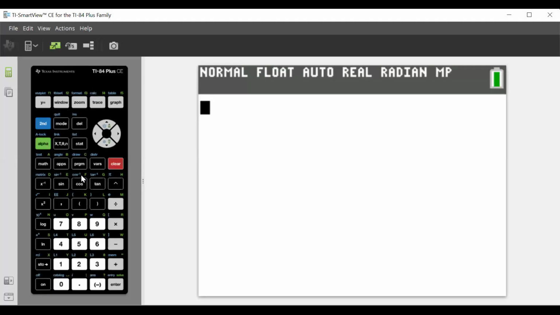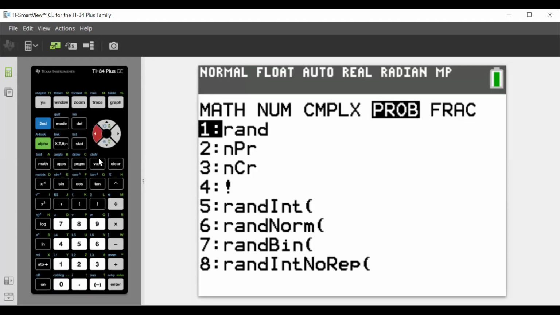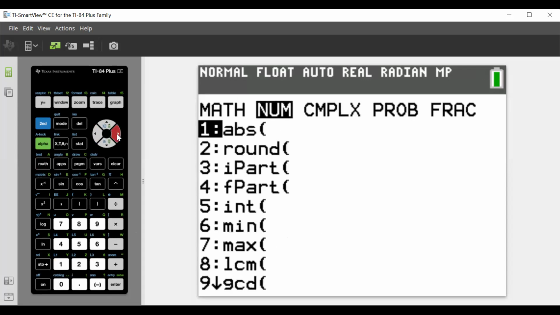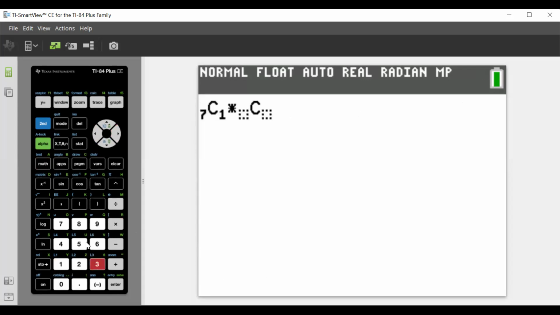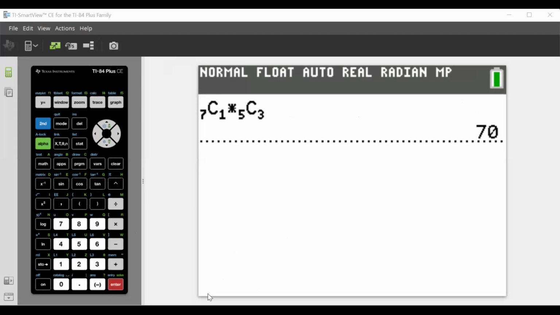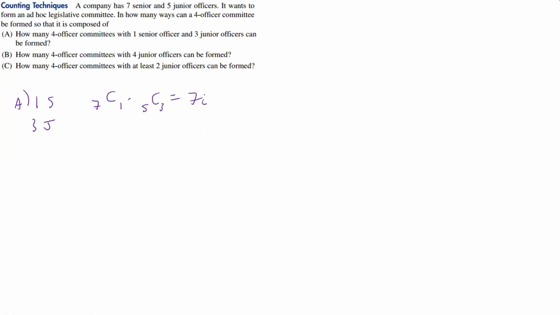Okay. So what does our calculator say it's going to be? Well, we're going to have math. Now we hit the right one this time, hopefully. 7, choose 1, times math, and then we want 5, choose, and we had 3 there. So it looks like 70 is going to be our value here. All right, so 70. That's how many four-officer committees with one senior and three junior officers.